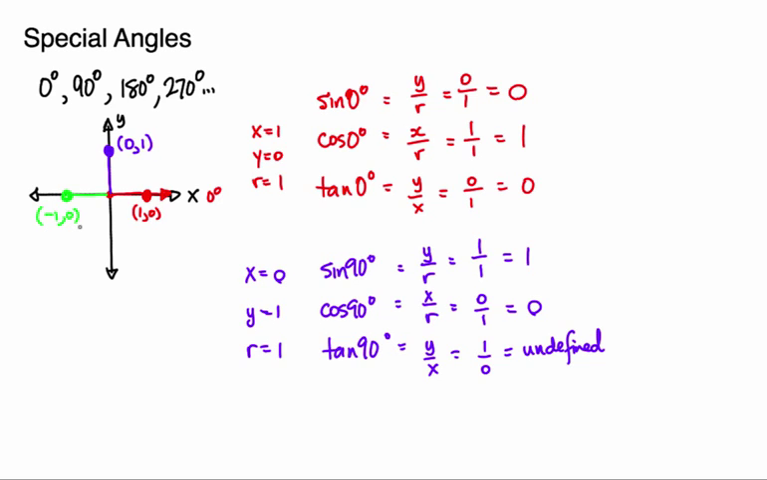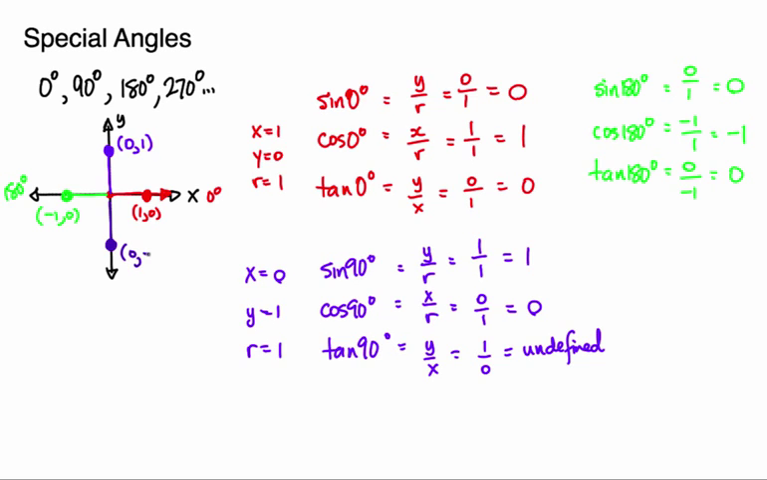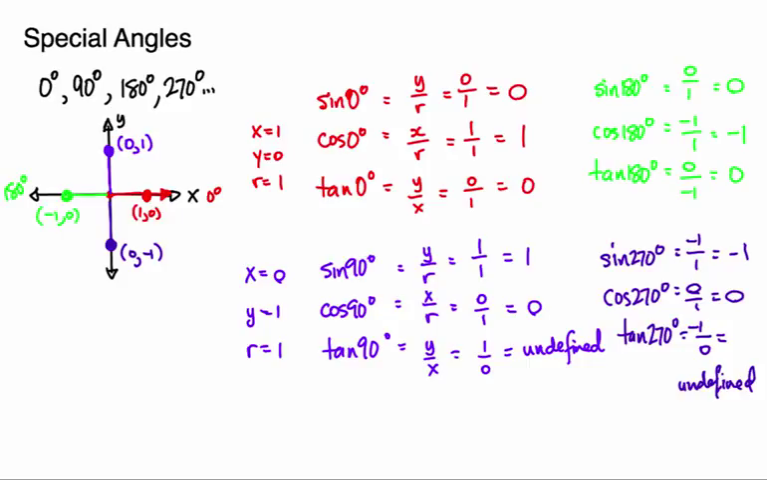If we continue to do this, and now we go into the other direction and we pick a point like -1, 0, we can fairly quickly see what the solutions to this will be. And so this is for 180 degrees. By the definitions, we get 0, -1, and 0 again. And finally, we can do all of these at 270 degrees. So we'll pick the point 0, -1. And we get -1 for sine 270, 0 for cos 270, and undefined for tangent 270.